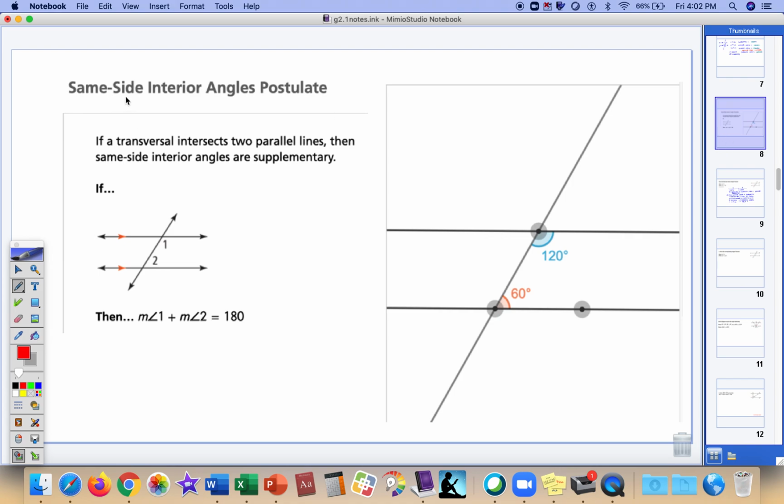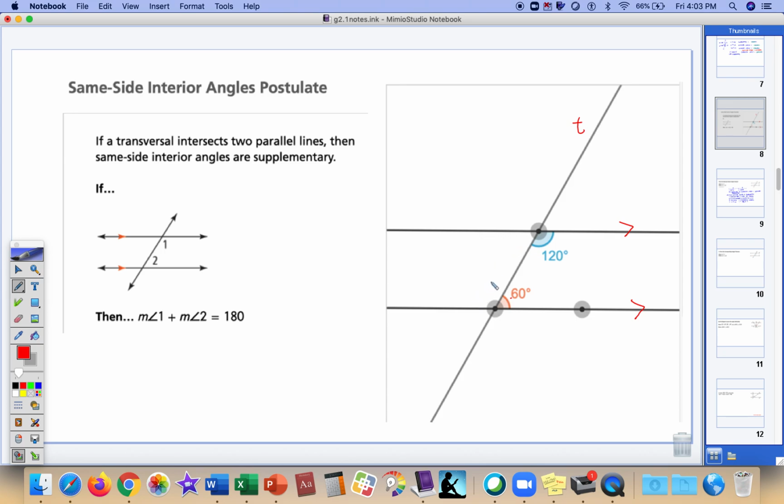Okay, so the same side interior angle postulate says, again, if a transversal intersects two parallel lines, then same side interior angles are supplementary. So this line is parallel to this line, and this is the transversal. So what we're saying is that the same side interior angles are supplementary. So the measure of this angle plus the measure of this equals 180, and the same thing here.